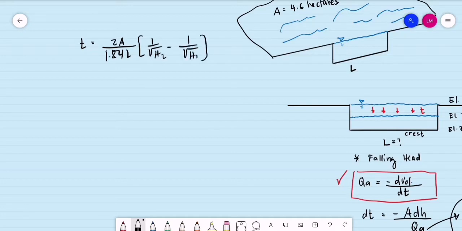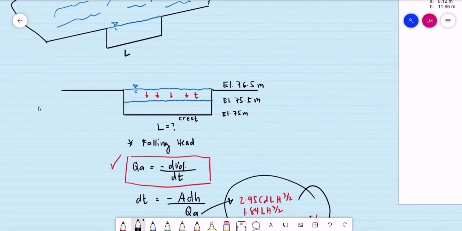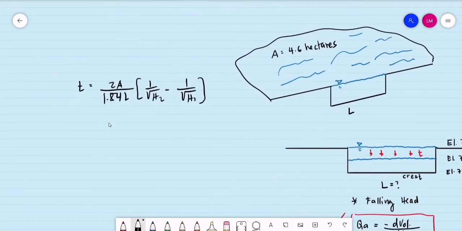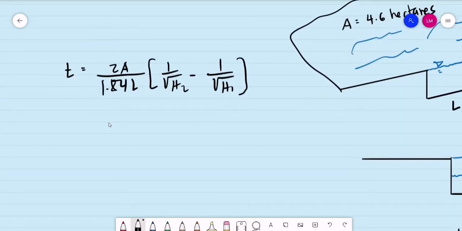Okay, again, ito yung resulting formula niya dahil ang ginamit natin ay yung Francis formula. Depende kung ano yung Q_A na gagamitin. So ano yung mga kailangan natin dito? Ano yung area na yon? That area is equal to 4.6 hectares, yung area ng reservoir.